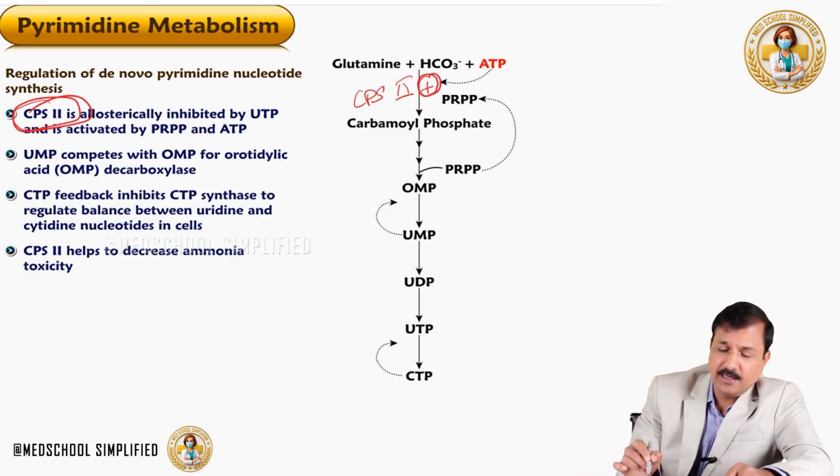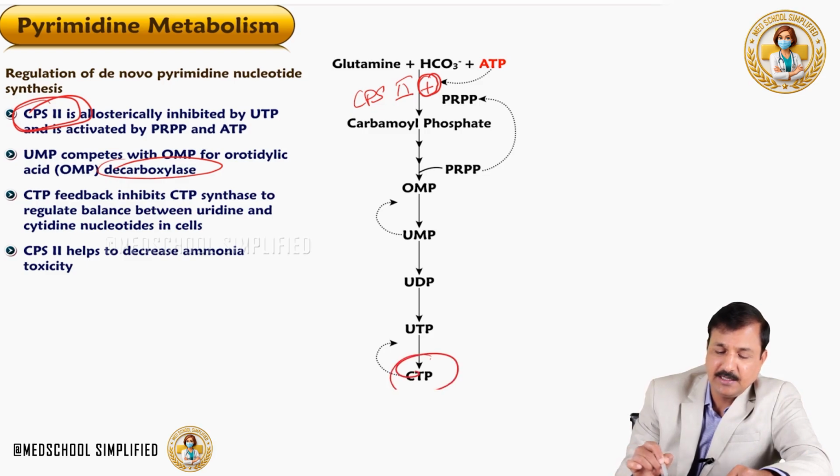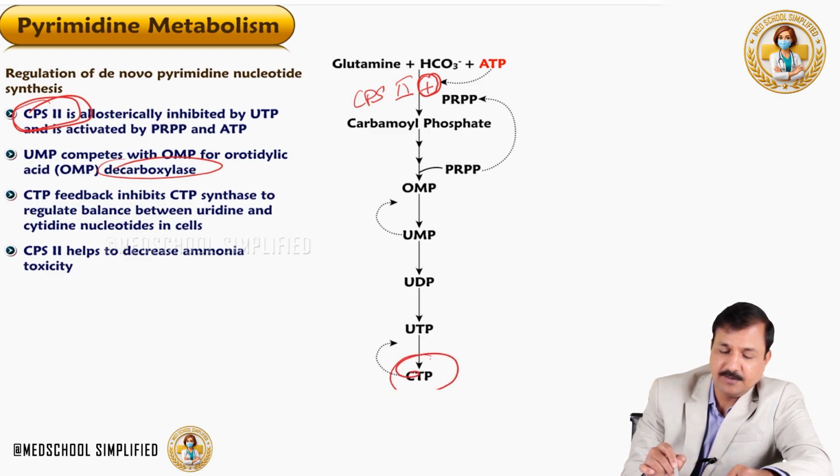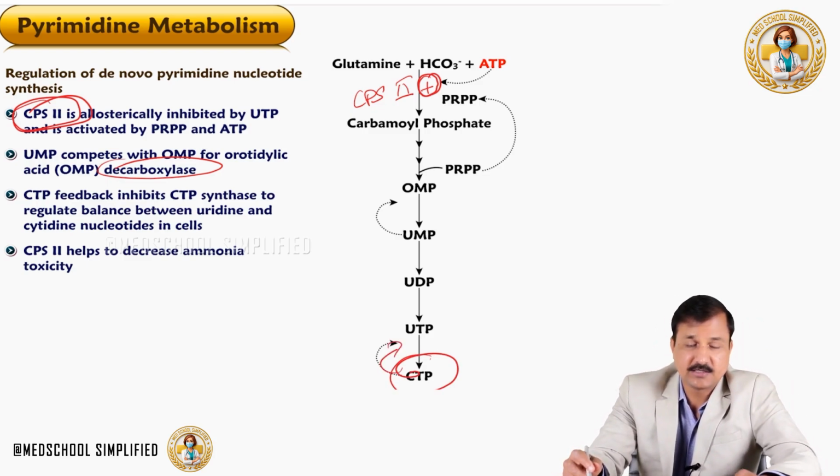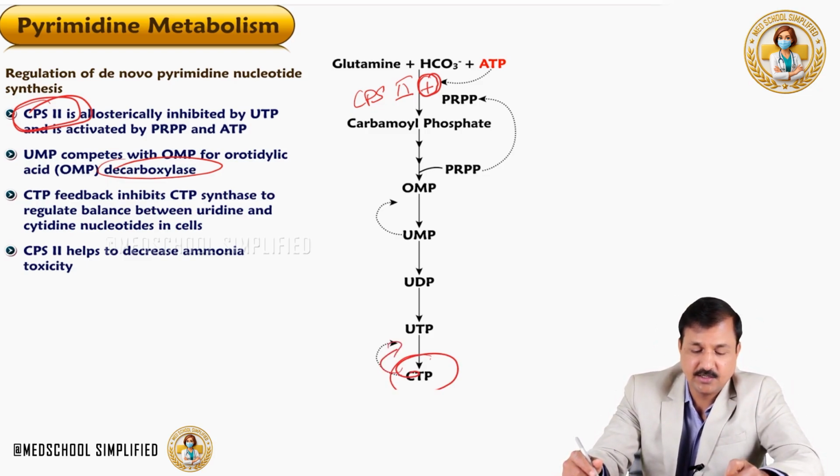Okay, so UMP has a competitive feedback effect on the orotidylic acid decarboxylase enzyme, whereas CTP is going to inhibit the CTP synthase enzyme, and it basically balances the synthesis of uridine and cytidine nucleotides.